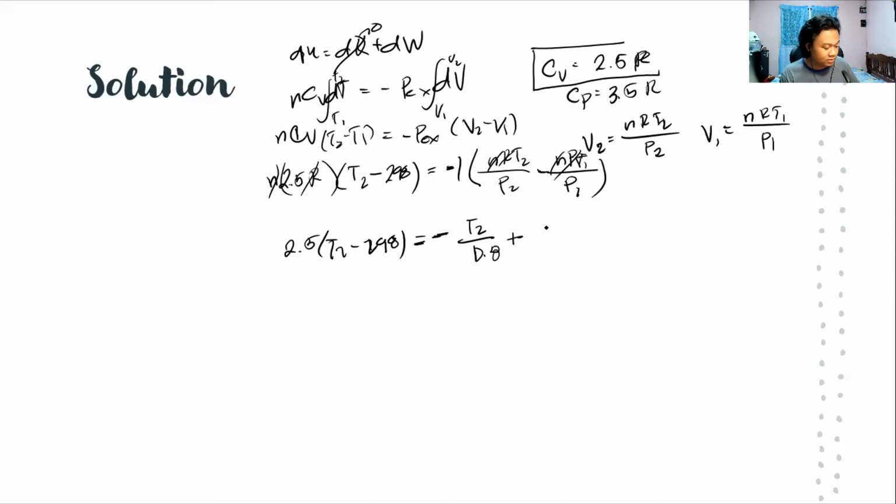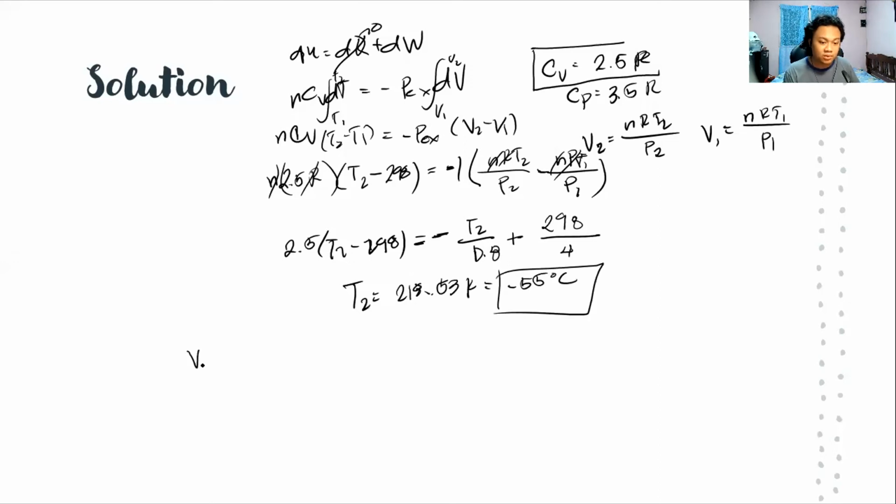So negative 298, which is our T1 over P2, P1, which is our 4. Okay, so gi-multiply na nako ang 1 ani, gi-distribute na nako ang 1 na mo na mo siyang positive. Then shift solve to find T2. T2 is equal to 218.53 Kelvin or negative 55 degrees Celsius.